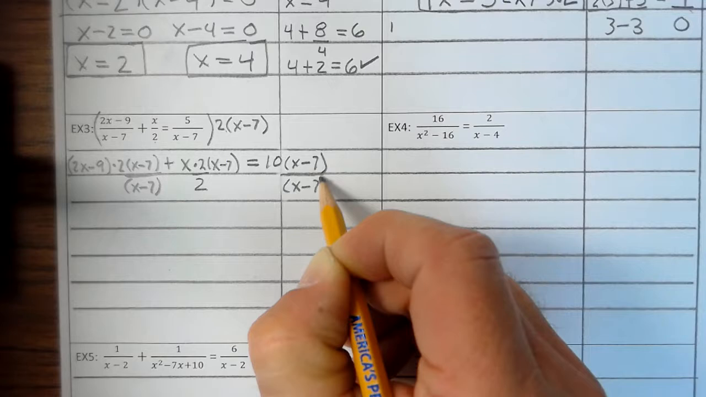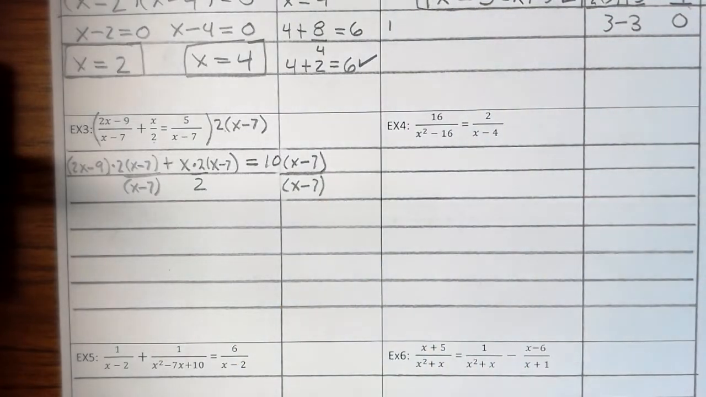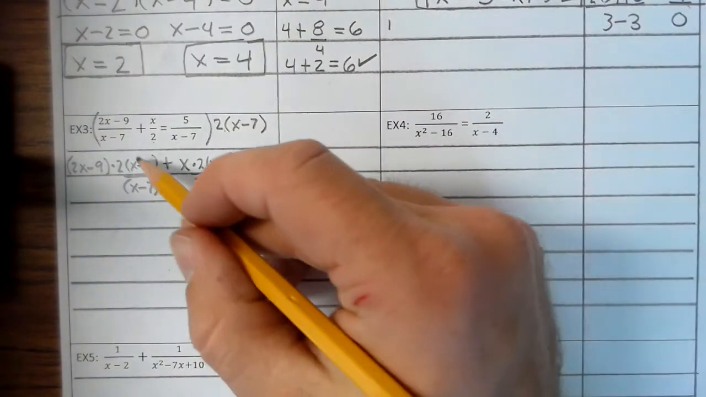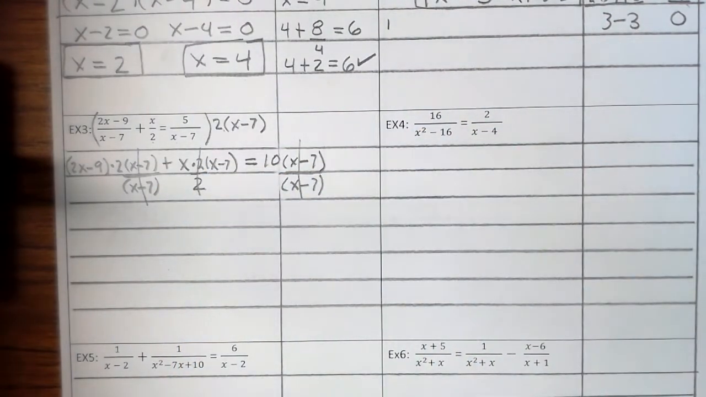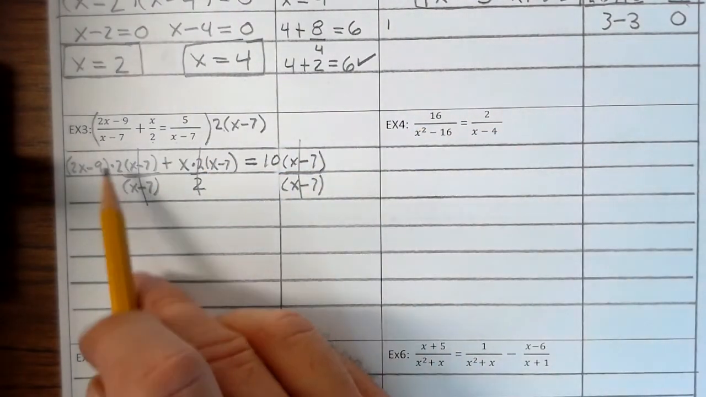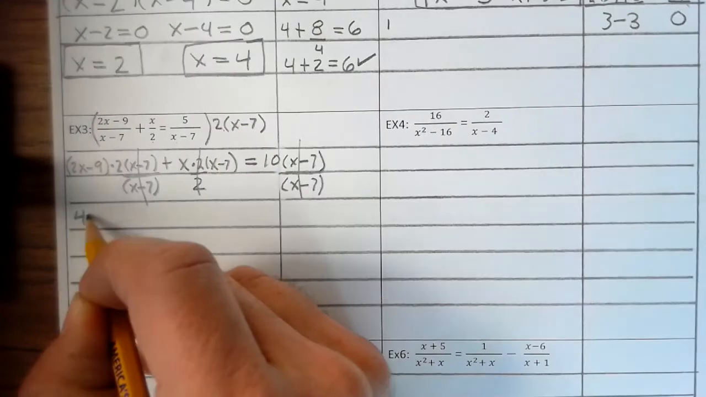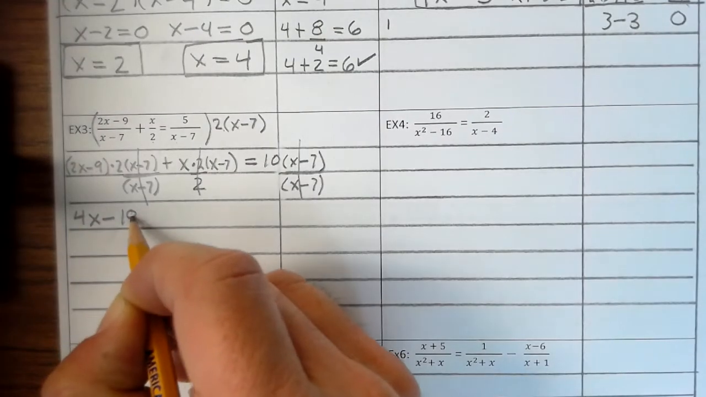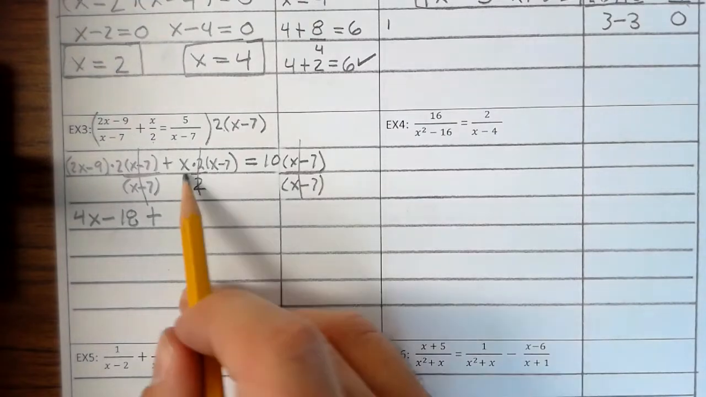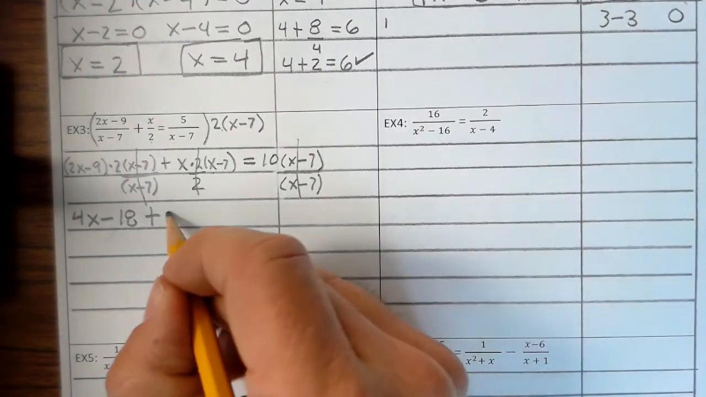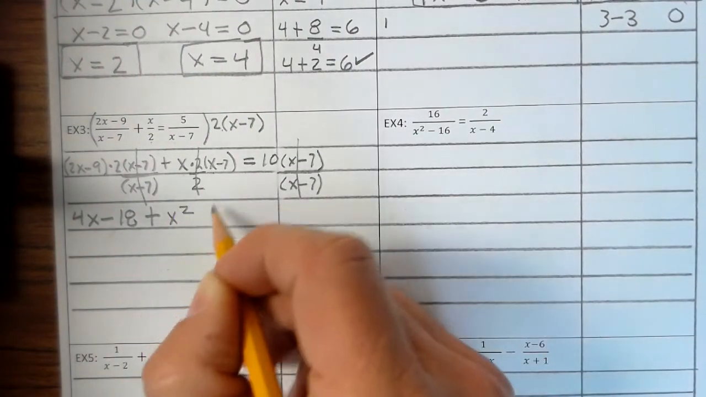Now if you do this correctly, all the fractions go away. So this divides and becomes 1, this divides and becomes 1, that divides and becomes 1. So now we multiply everything here by 2. So 2 times 2x is 4x, minus 9 times 2 is 18, plus x times x is x squared. x times negative 7 is negative 7x equals 10.